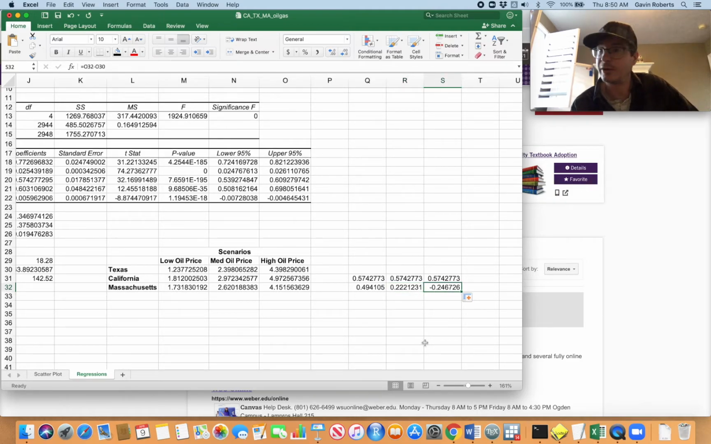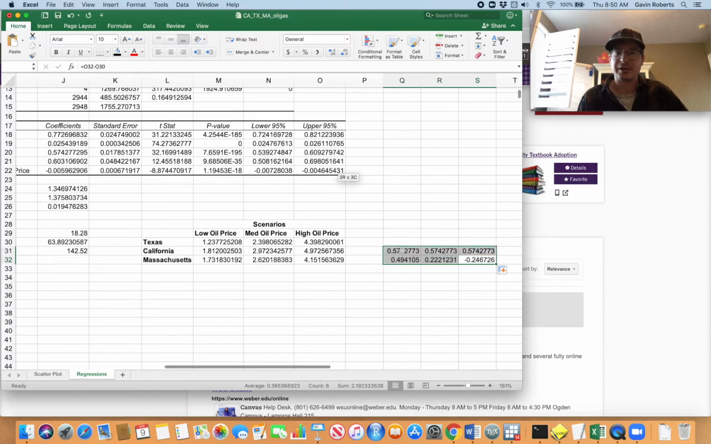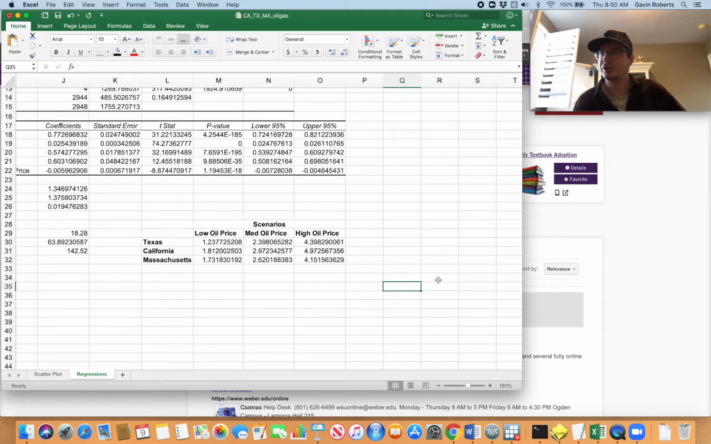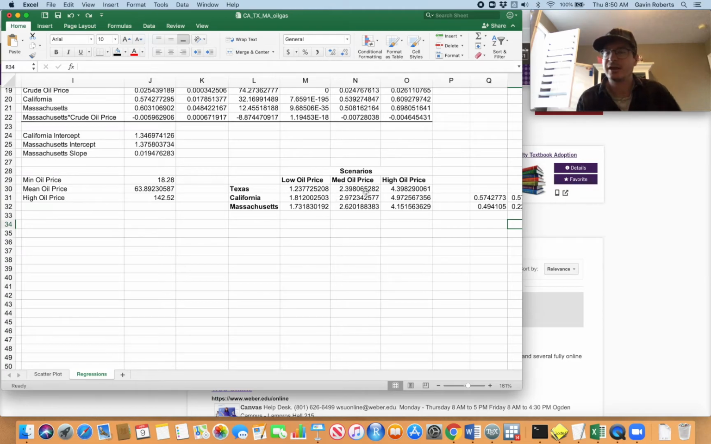So for that high oil price scenario, we actually expect gasoline prices to be a little bit lower in Massachusetts than they are in Texas. All right? So that's how you do scenario analysis. I just wanted to show you that, so let's keep that there when I send you the spreadsheet. You wouldn't necessarily want to present that, but it's worth thinking about what's going on with these differences. But right here, you could make a nice looking table like this and put it into your project, and that'd be a really good thing to do.